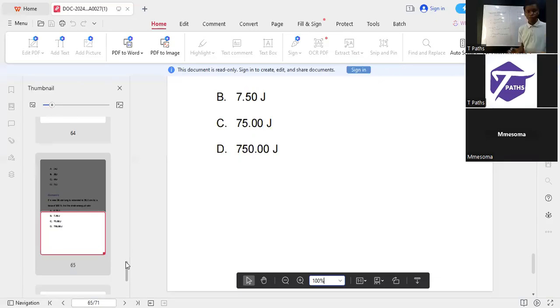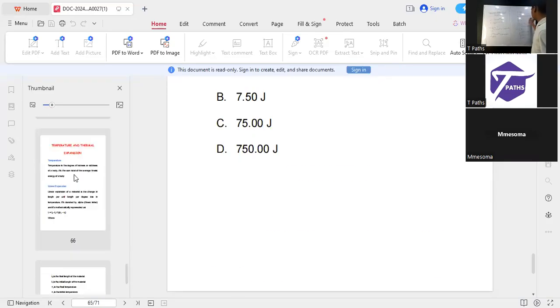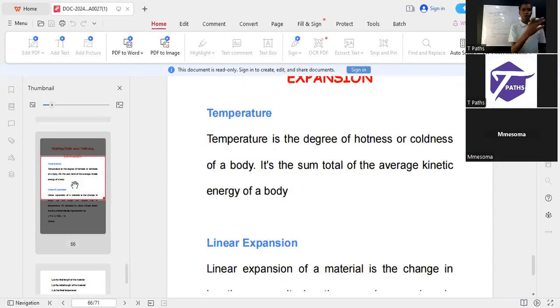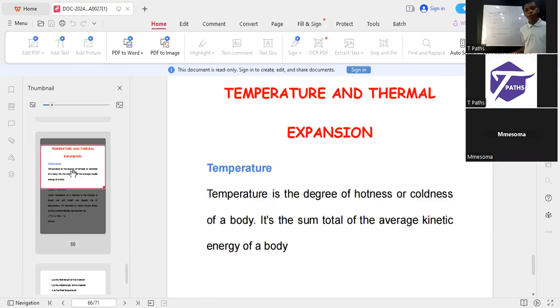Everybody knows temperature is measured in degree Fahrenheit, degree Celsius, or Kelvin. So the three units of temperature are degree Celsius, degree Fahrenheit, and Kelvin.